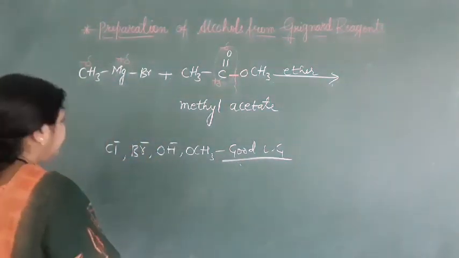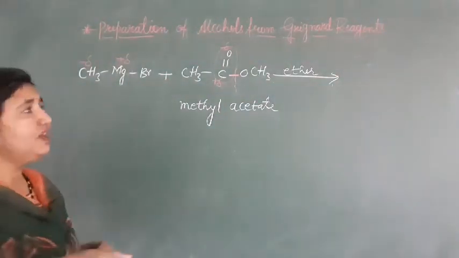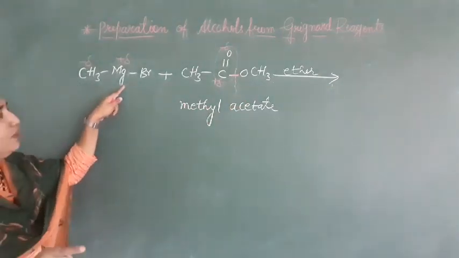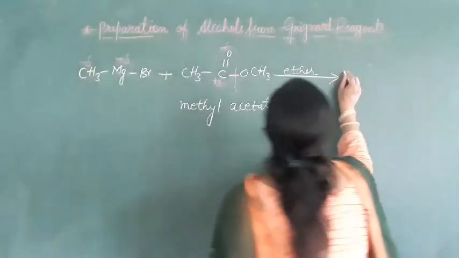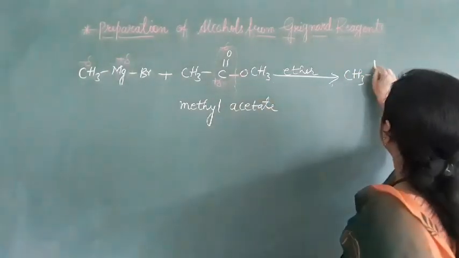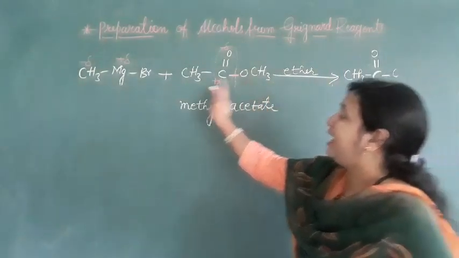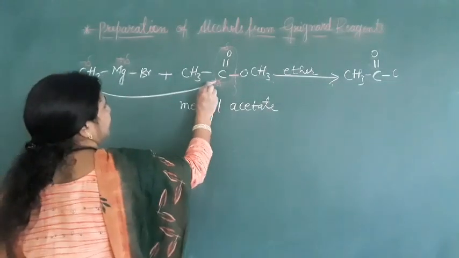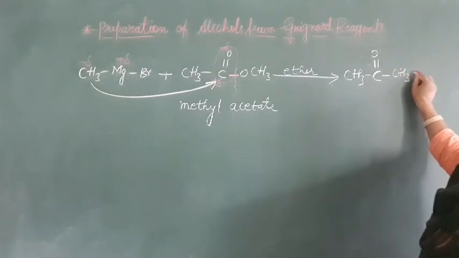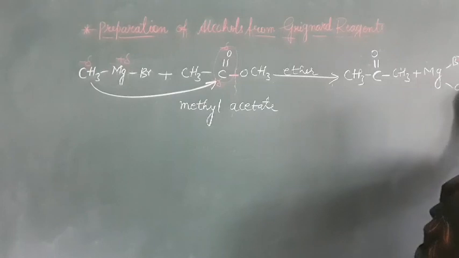So this OCH3 will leave from here. In the previous case we saw Cl leave; here OCH3 will leave, and it will go with MgBr. So we will get the product CH3, this C double bond will remain as it is, plus OCH3 will go from here, and this CH3 will come on this carbon. So here we have CH3, plus MgBrOCH3. This one we will get.